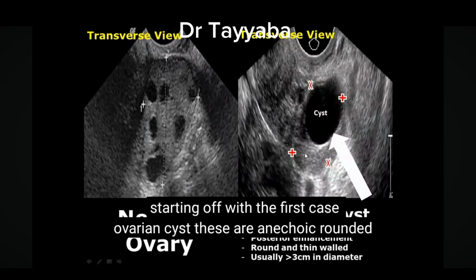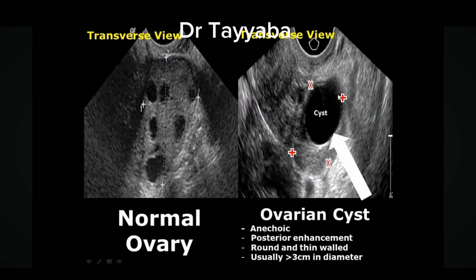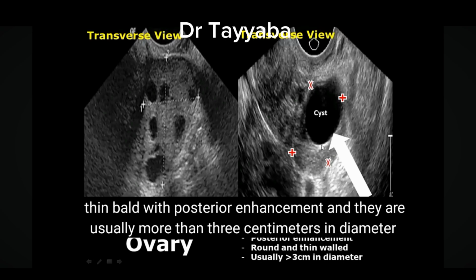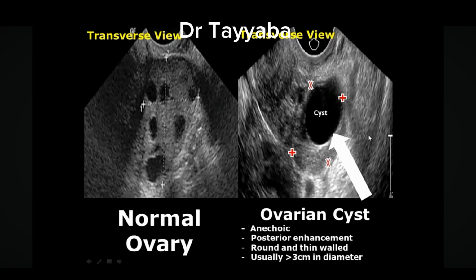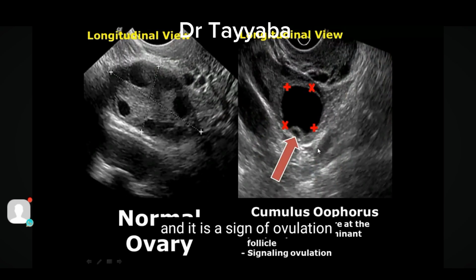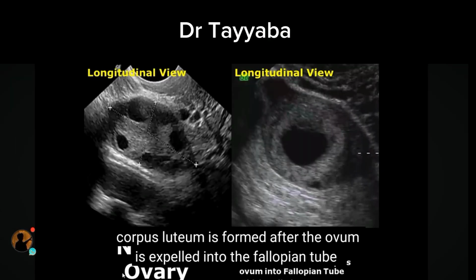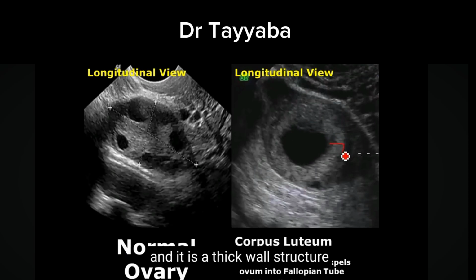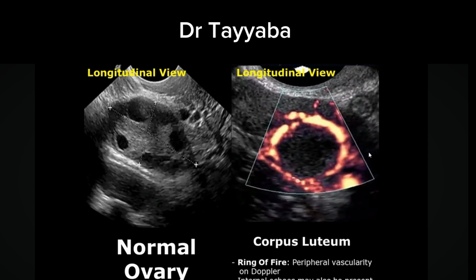Starting off with the first case, ovarian cysts. These are anechoic, rounded, thin-walled with posterior enhancement, and they are usually more than 3 centimeters in diameter. The corpus luteum is a small cystic structure at the periphery of the dominant follicle, and it's a sign of ovulation. It is formed after the ovum is expelled into the fallopian tube, and it is a thick-walled structure.